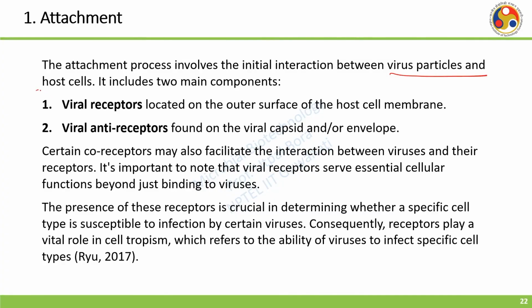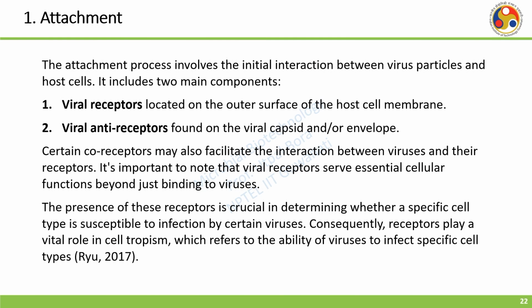First, the attachment process involves the initial interaction between virus particles and the host cells. It includes two main components: viral receptors located on the outer surface of the host cell membrane, as we have already mentioned in the earlier slide. Then viral anti-receptors found on the viral capsid and or envelope. Certain co-receptors may also facilitate the interaction between viruses and their receptors.